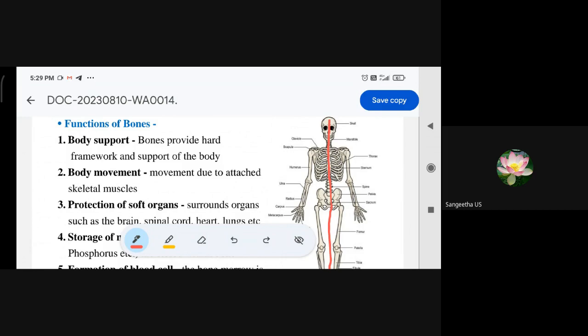If we are talking about the right side of this skeleton, then it is situated on our left side, right? Yes, ma'am.